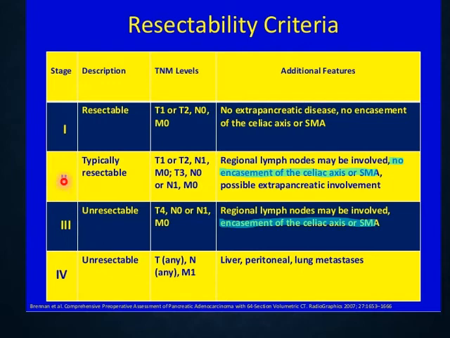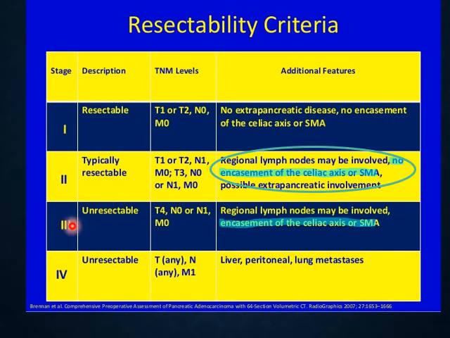Now, stage 2 and stage 3 are the in-between. Stage 2 is typically resectable. It's T1, T2, or T3 with N1, but there's no metastasis. The other important criteria in this patient is the involvement of the status of the celiac axis or the SMA artery. In these cases, there's no encasement of these arteries, so it's considered resectable.